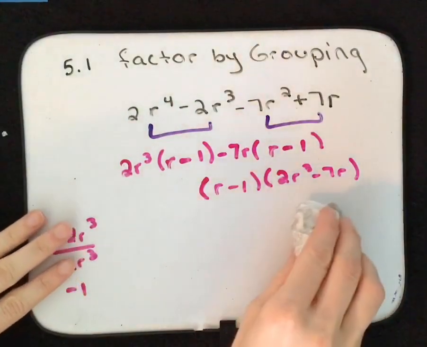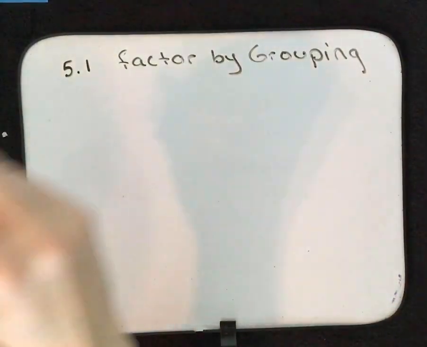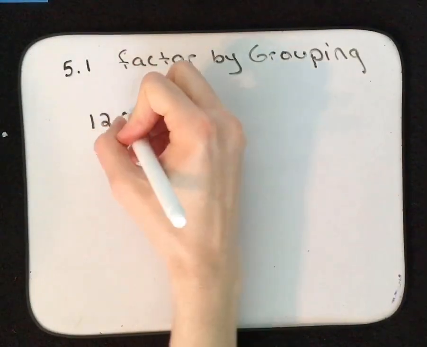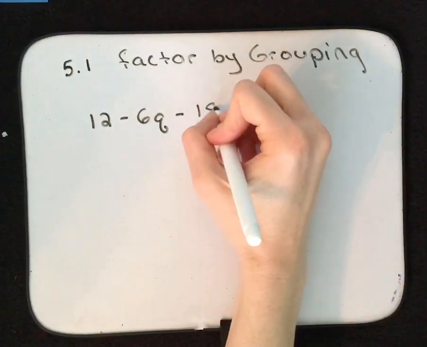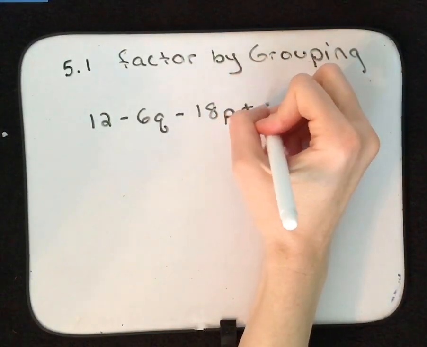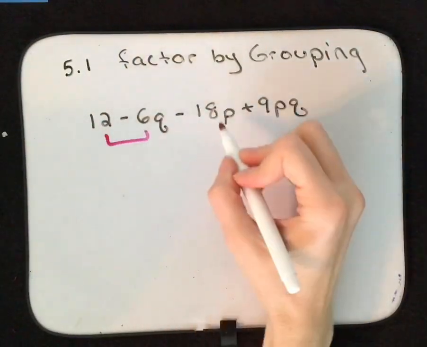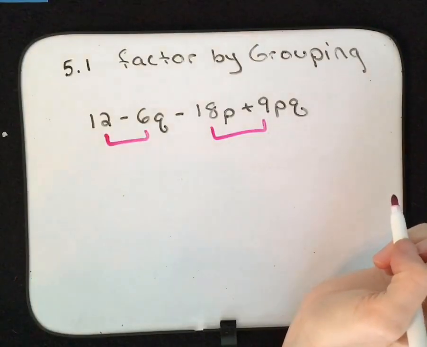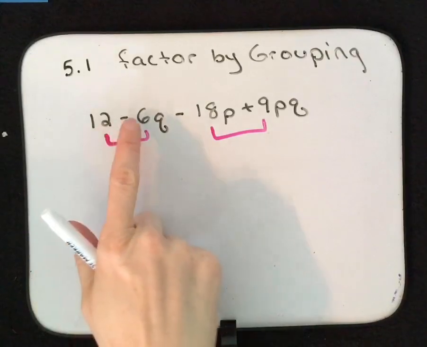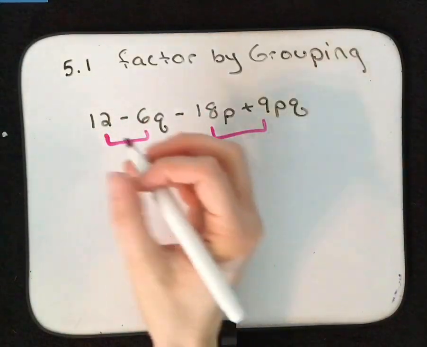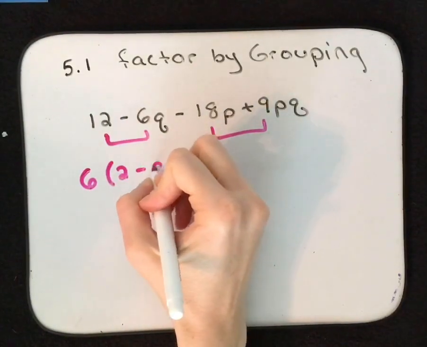Let's try one more. 12 minus 6q minus 18p plus 9pq. So if I can group the first two and the last two, I will. That's what I usually make as my preference. So let's try and see if it works. What's in common between 12 and minus 6q? Well, there's a 6 in common, so let's pull that out. If I do, I'm left with 2 minus q.